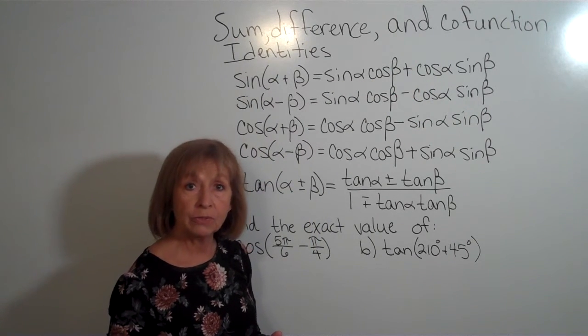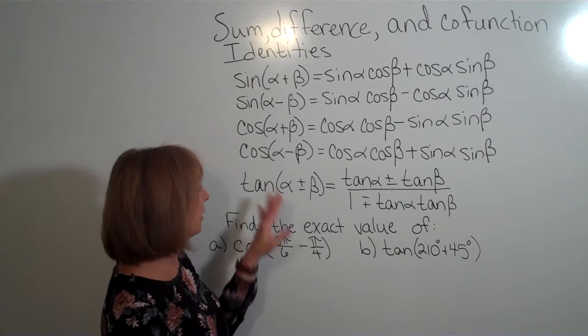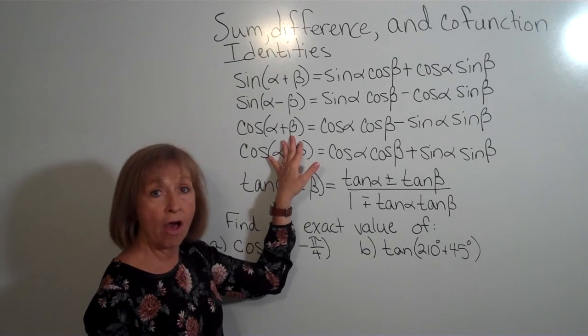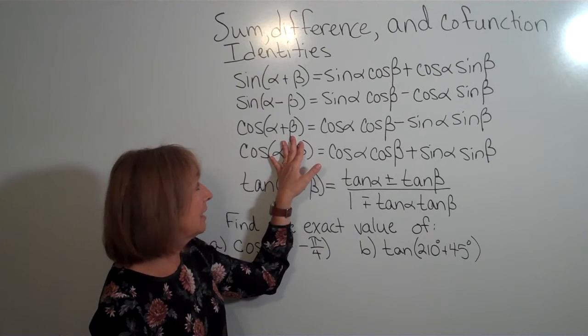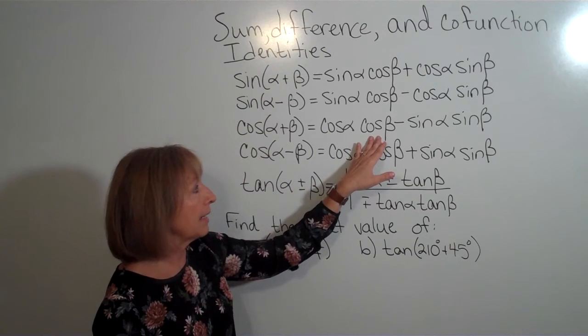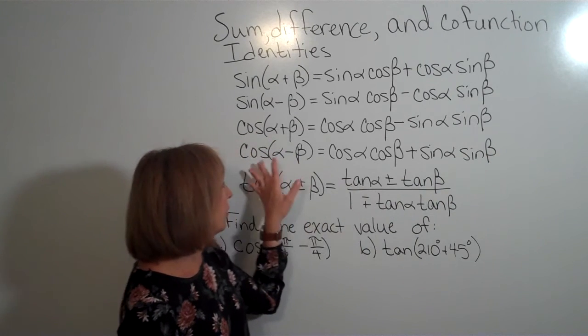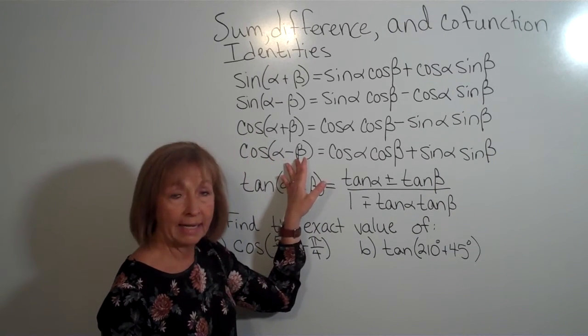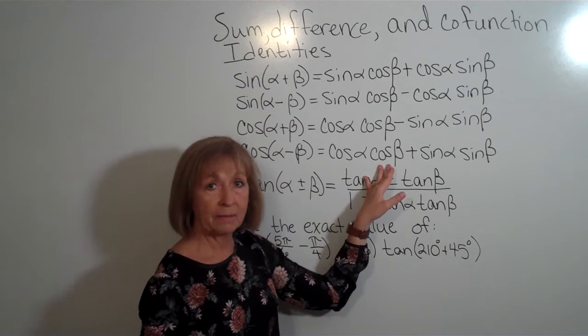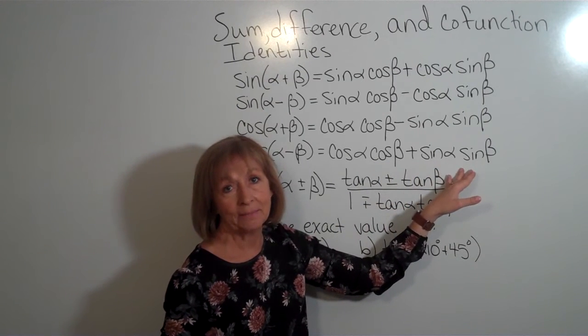Now let's look at the cosine of the sum or difference of two angles. The cosine of alpha plus beta is cosine alpha cosine beta minus sine alpha sine beta. And then the cosine of alpha minus beta is cosine alpha cosine beta plus sine alpha sine beta.